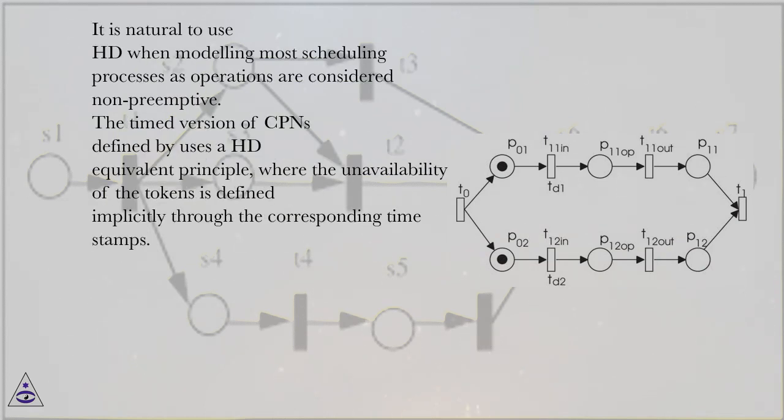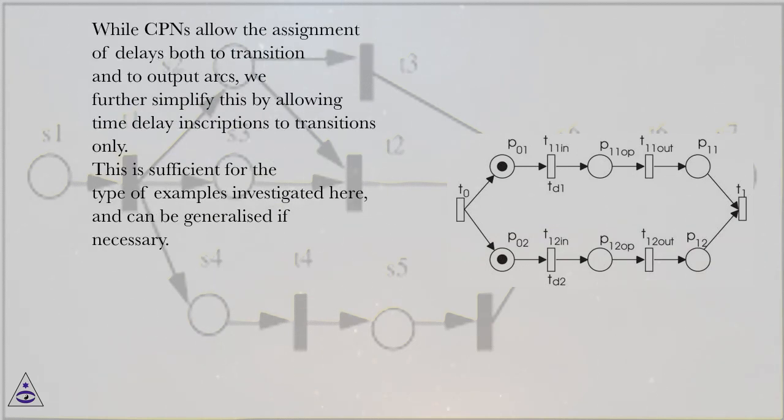It is natural to use HD when modeling most scheduling processes, as operations are considered non-preemptive. The timed version of CPN is defined using an HD equivalent principle, where the unavailability of the tokens is defined implicitly through the corresponding timestamps. While CPNs allow the assignment of delays both to transitions and to output arcs, we further simplify this by allowing time delay inscriptions to transitions only. This is sufficient for the type of examples investigated here, and can be generalized if necessary.